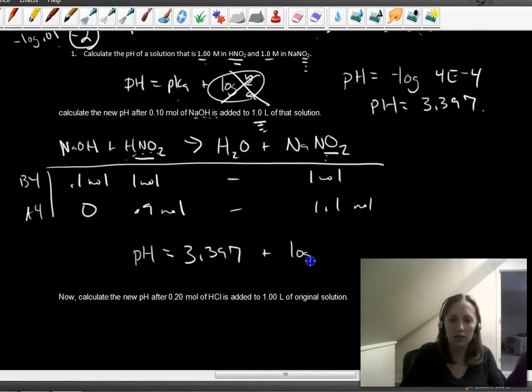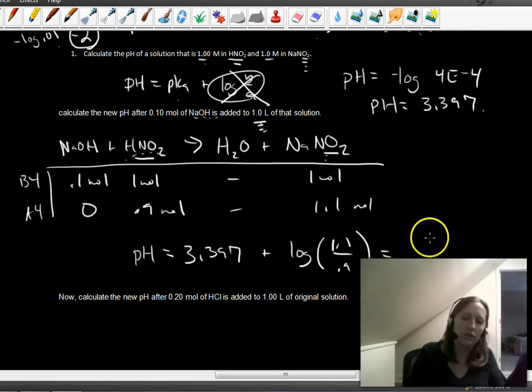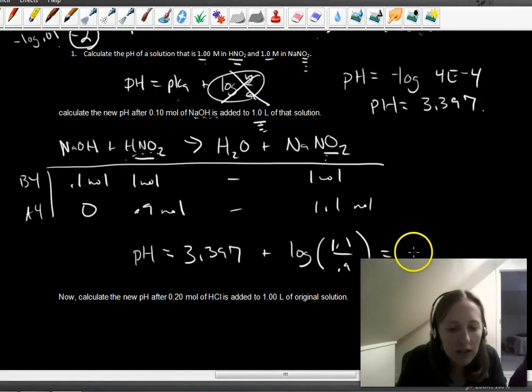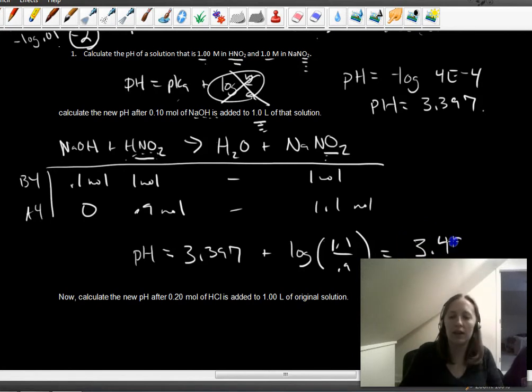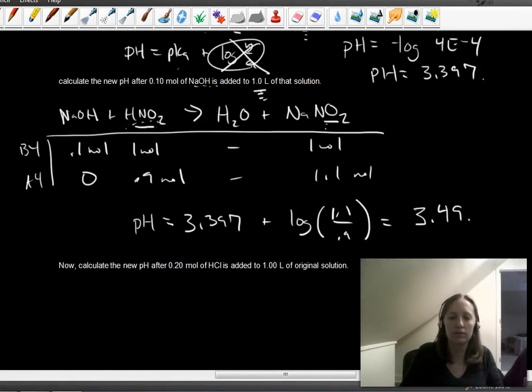3.397 plus log of, which one is our base? The sodium nitrite. Yep, 1.1 over 0.9. Is this going to be significantly different? No, not really. And it gives us 3.49. Hey, buffer, buffer, buffer. Nice.